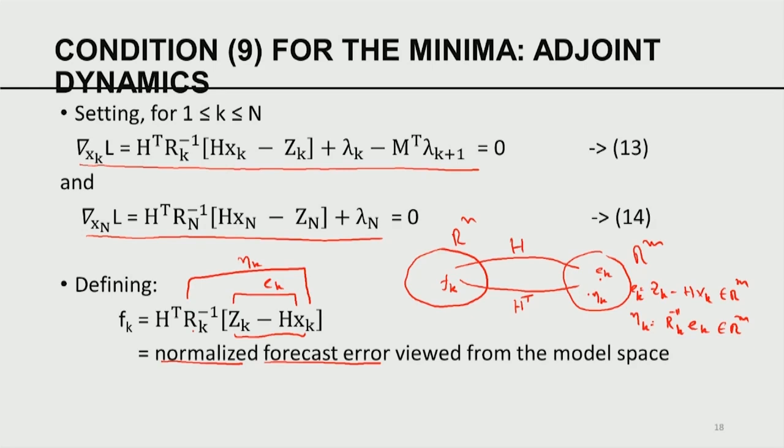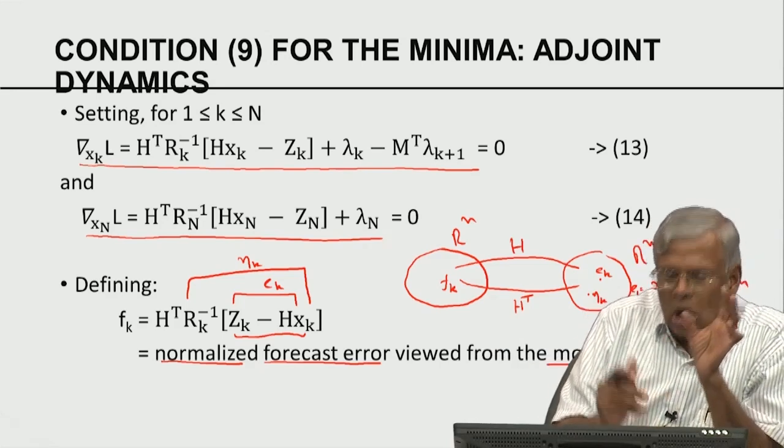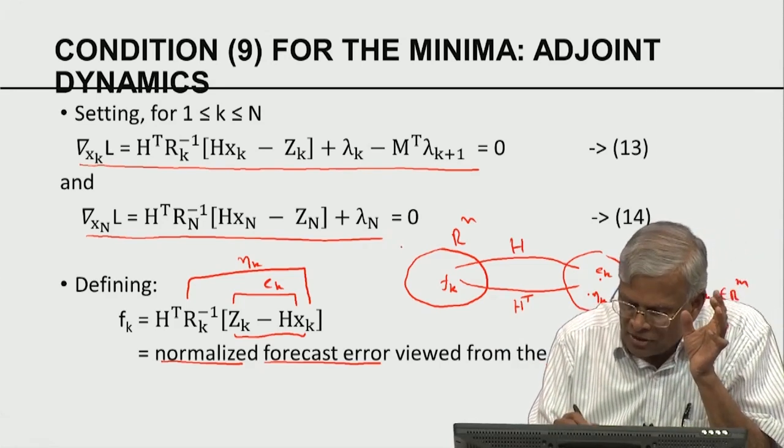And multiplying that on the left by H transpose, I am transferring from the observation space to the model space. Therefore, f of k is the normalized forecast error viewed from the model space. So it's very important to understand why we want to convert the forecast error from one space and transfer it to another space, because all the computations are done in the model space.